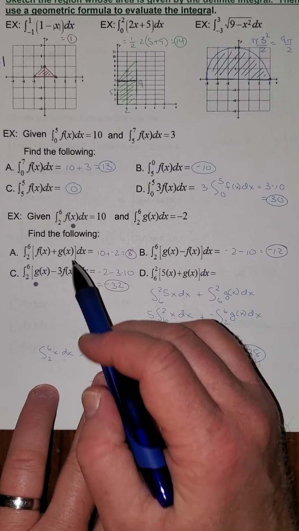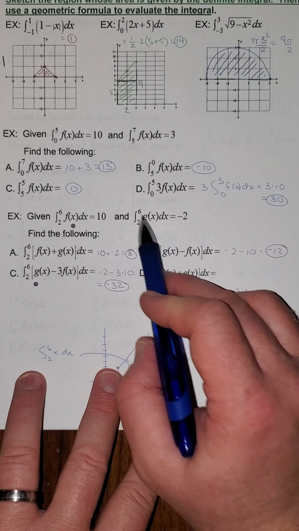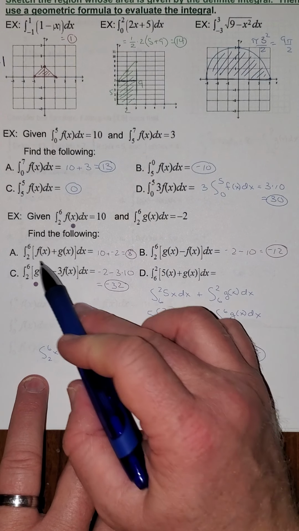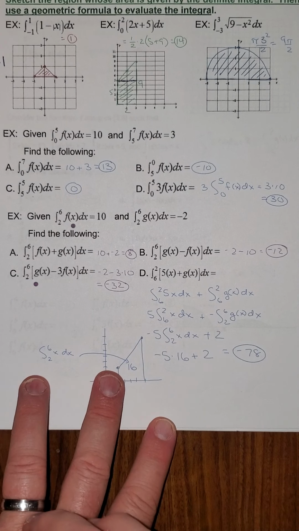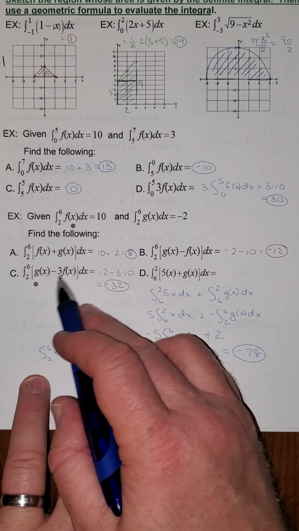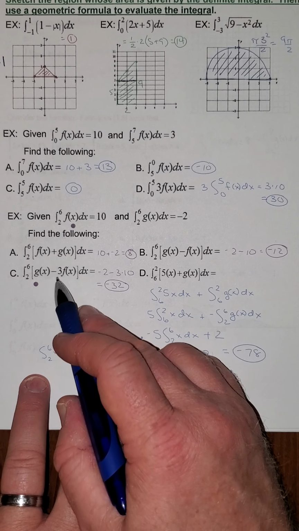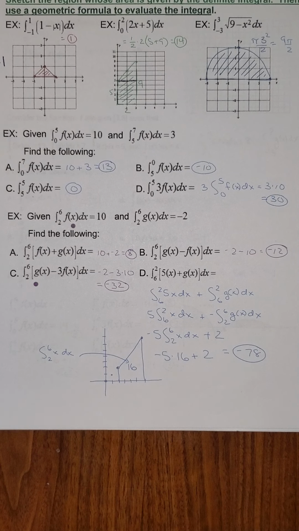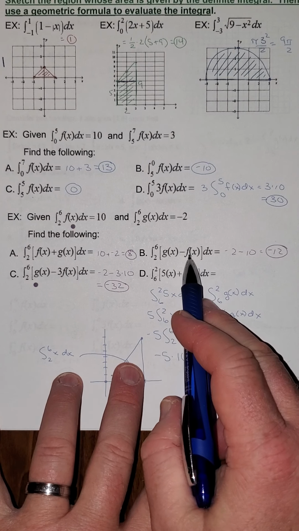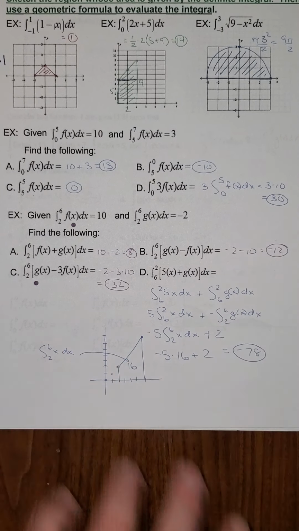The integral from 2 to 6 of f of x dx is 10. From 2 to 6 of g of x dx is negative 2. Well, what's f plus g? Well, it's 10 plus negative 2. It gives me 8. What's g minus 3f of x? Well, it's the integral of g minus 3 times the integral of f. So I get negative 32. Pretty simple, right? What's g minus f? Well, that's negative 2 minus 10. That'd give me negative 12.